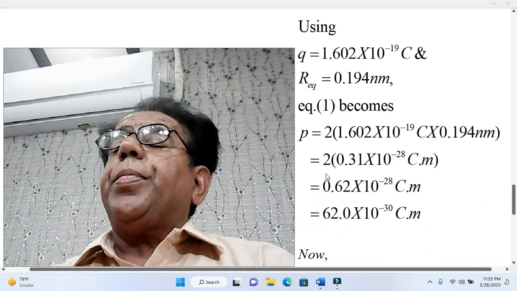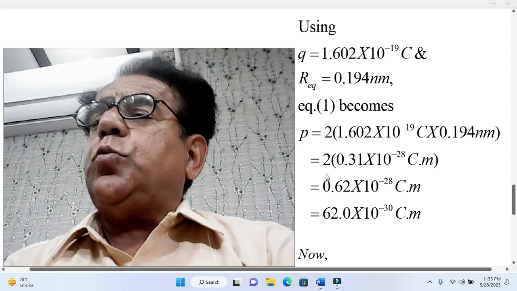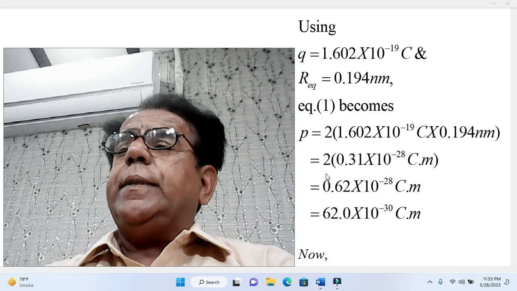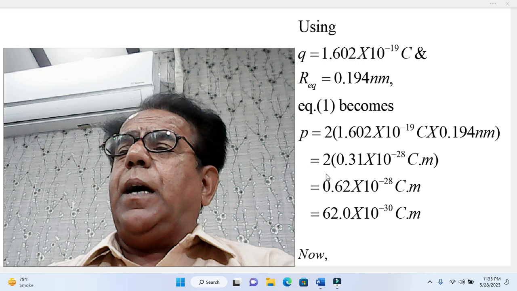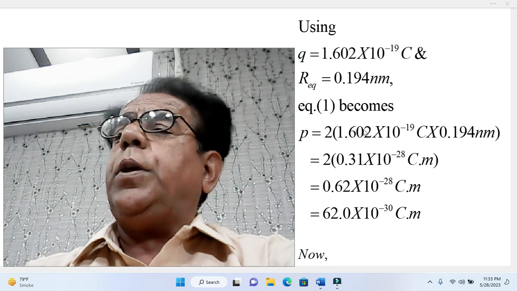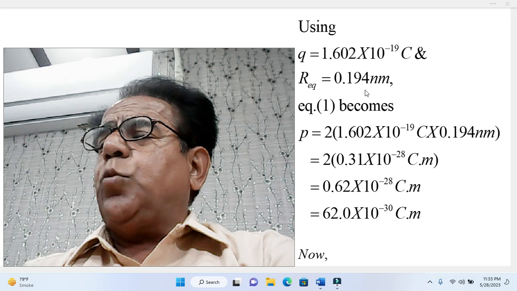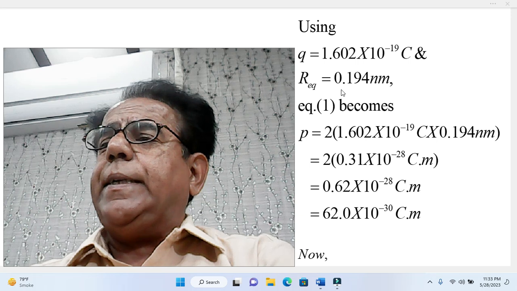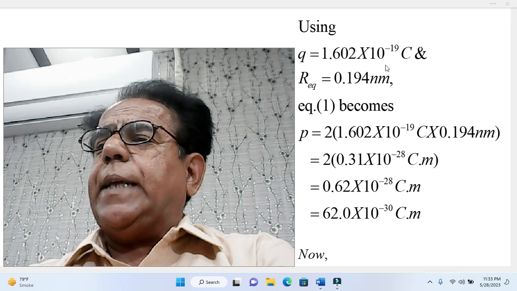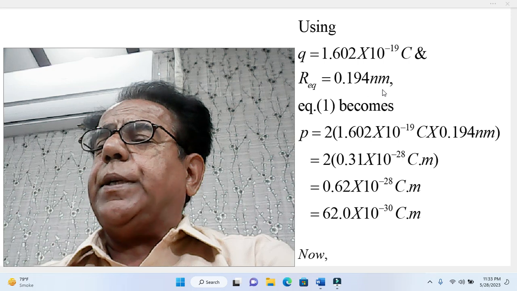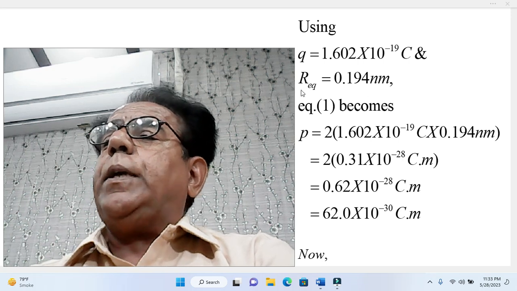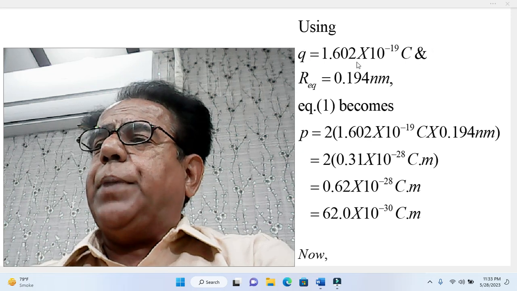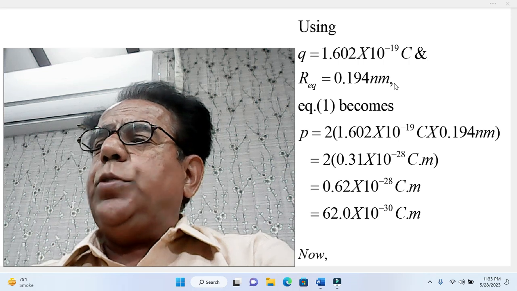Using small q equal to 1.602 into 10 to power minus 19 coulomb, and R_EQ, that is equilibrium separation, equal to 0.194 nanometer. Dear students, if we go back to the statement of this problem, we will be satisfied that this quantity, 0.194 nanometer, is given in this statement. The first value is not given in the statement, it is given in the table, while the second value is given in the statement.